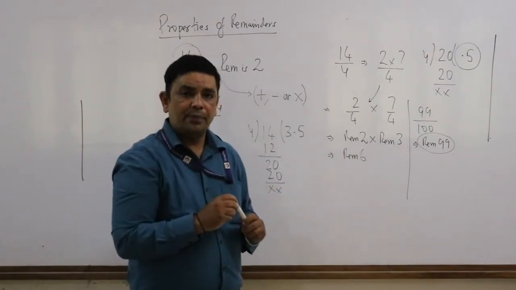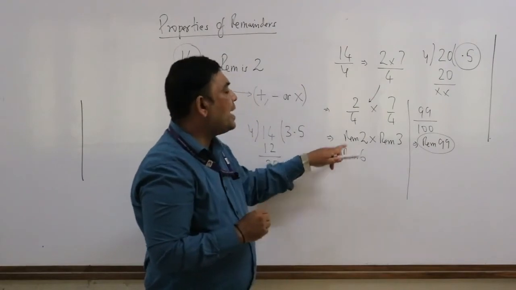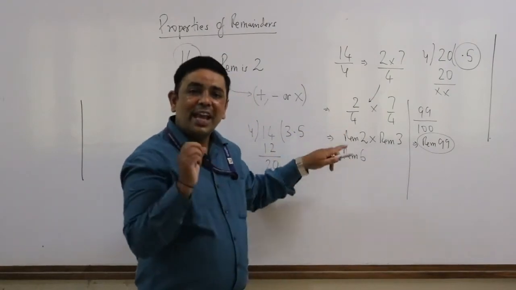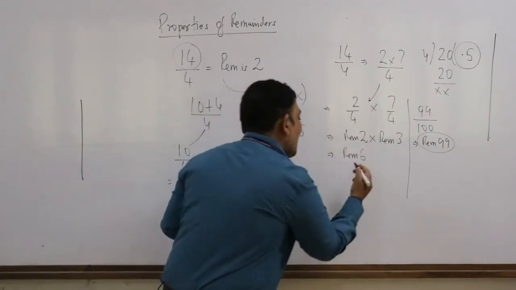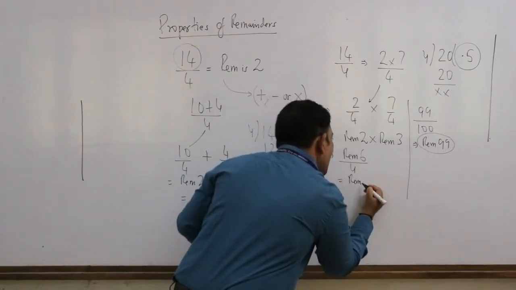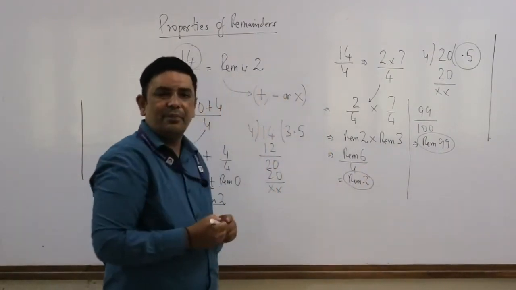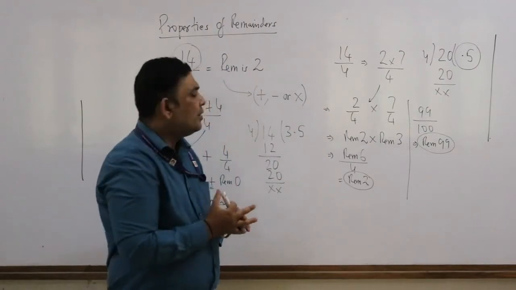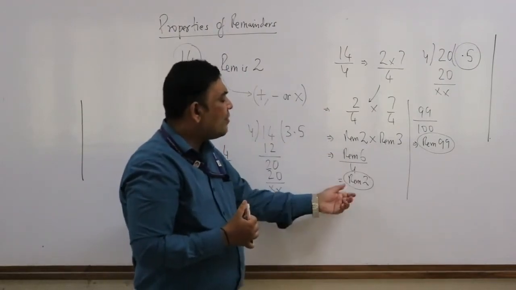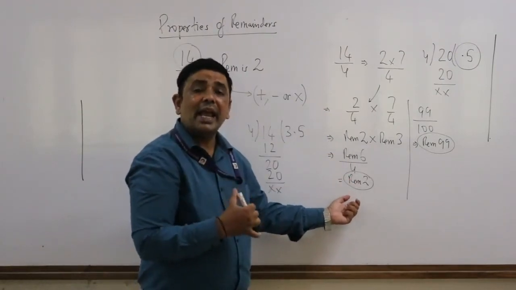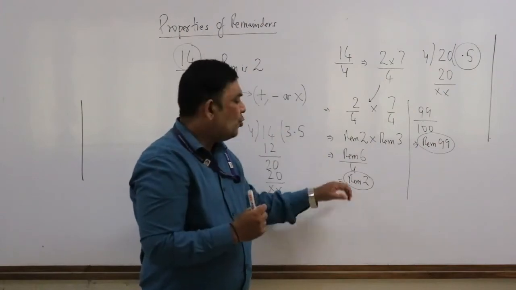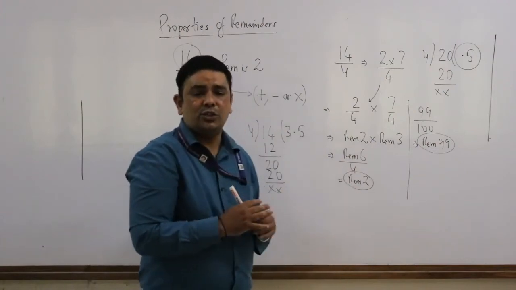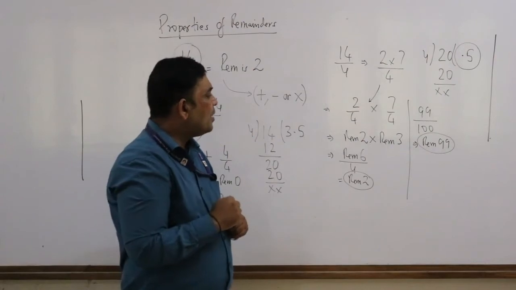So now we come to the third rule. The remainder cannot be greater than the divisor. If the remainder is greater than the divisor, you divide it again to find out the actual remainder. So what is the third rule? The third rule is the remainder can never be greater than the divisor. In case the remainder is greater than the divisor, you divide it again to get the actual remainder. So this is the third rule.